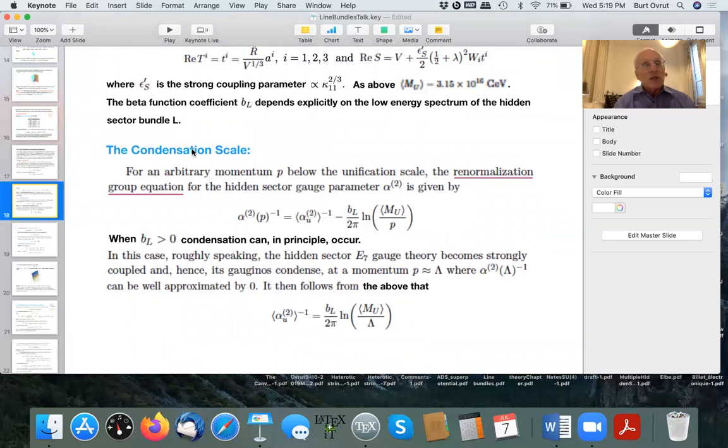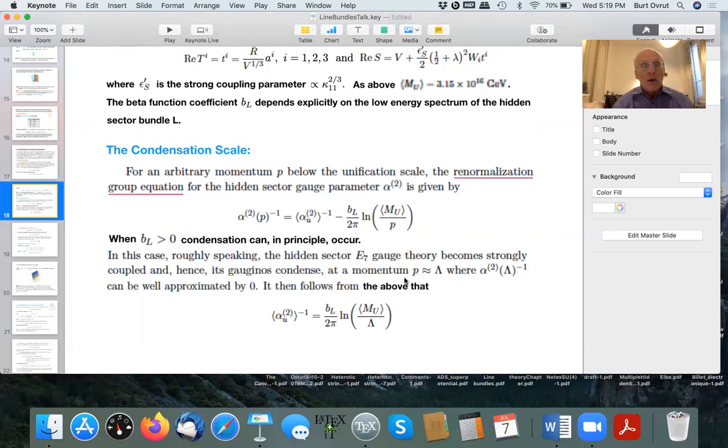So what is a condensation scale and B of L and so on? The renormalization group equation for G, I'm taking the inverse, but alpha 2 is G2 squared over 4 pi. At any arbitrary momentum, it's related to the value at the unification scale minus this particular term, and B of L enters here, okay? In order for this to condense, B of L will have to be bigger than 0, and we'll get to that in a minute.